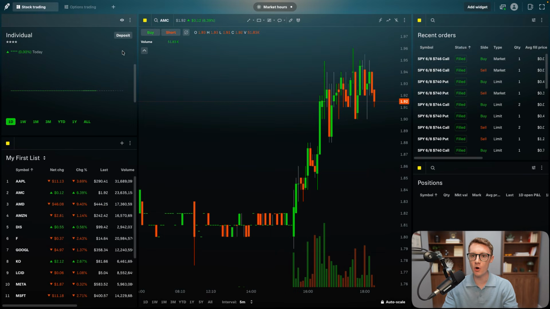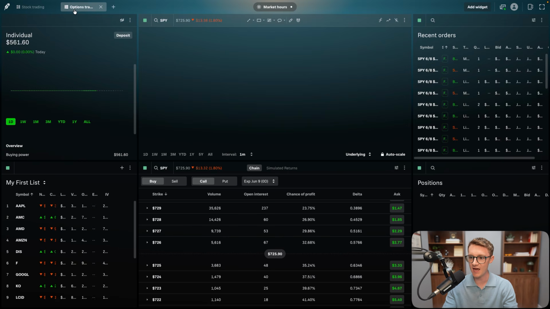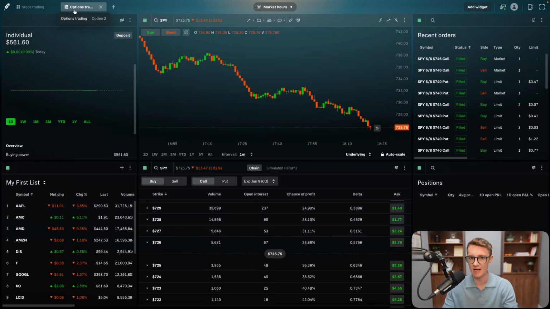So when you first open Legend, you are going to see the stock trading tab is pulled up. Now, I've left everything here as default, so you should see exactly what I see upon logging in. Now, what we're going to want to do is toggle over to options trading, and that is going to open up the options trading interface.